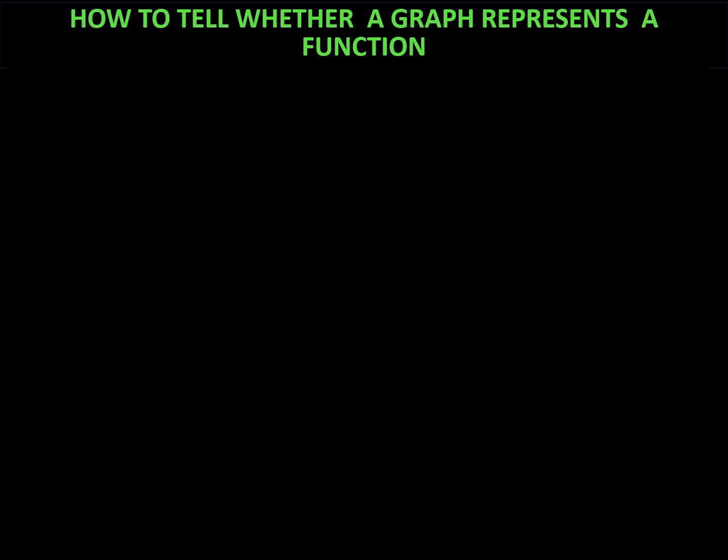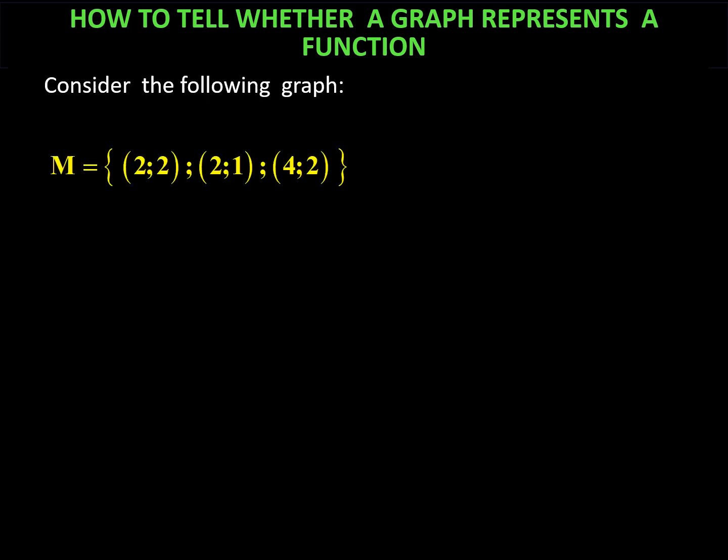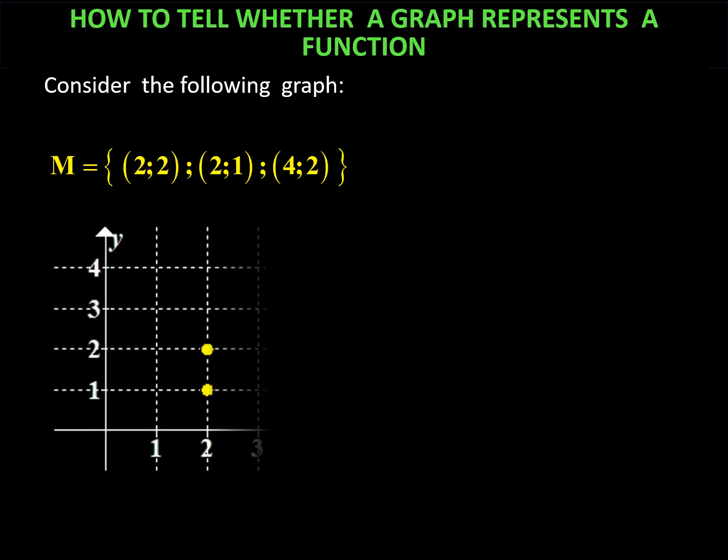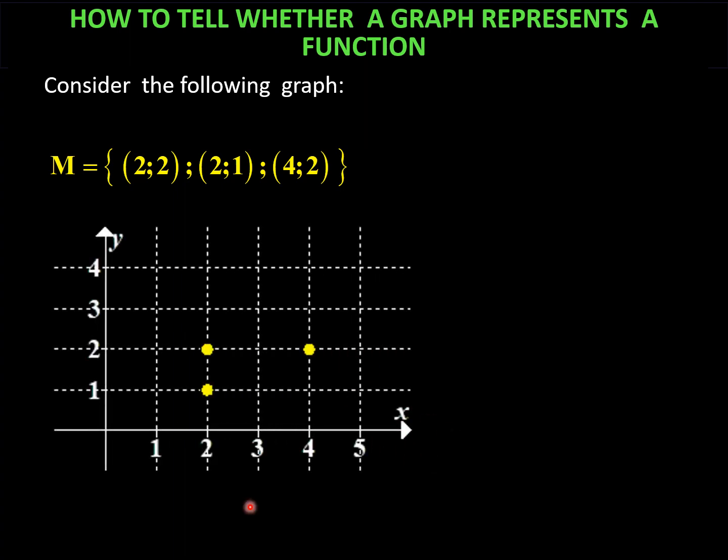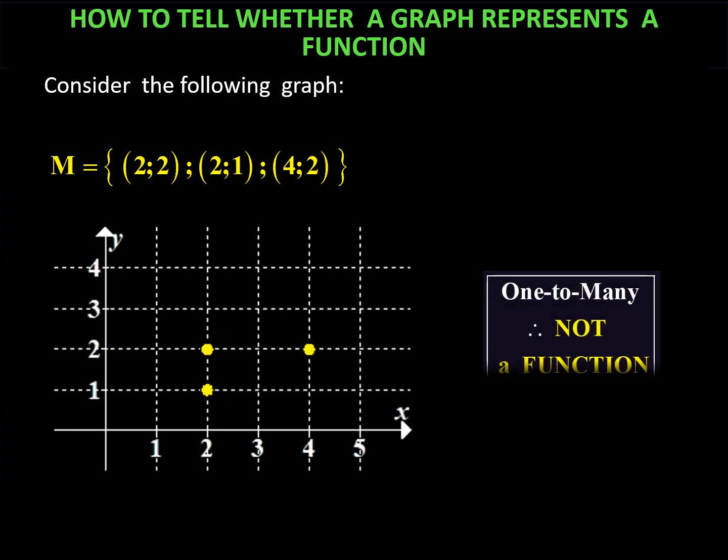Let's look at the second example. There again we have 3 points, and let's plot those 3 points. Let's see what the graph looks like. 2 has two outputs, an output of 1 and an output of 2. 4 has only one, so there's a problem here. So this is a one-to-many relation, and a one-to-many does not represent a function.